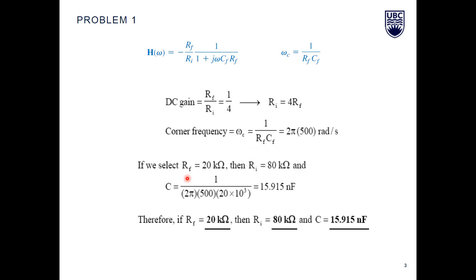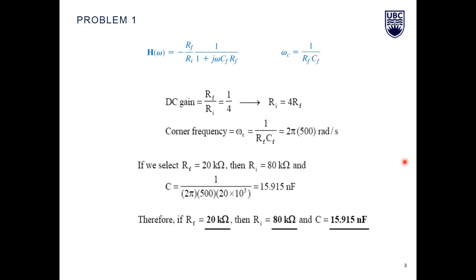And if we select RF to be 20 kilo ohms, then Ri will be 80 kilo ohms with this relationship. So if you put RF as 20K, this will give you 80K for Ri. And if you put RF in this formula here, we'll get the amount of C, which is approximately 16 nanofarad, or 15.915 nanofarads. So this is the first problem.